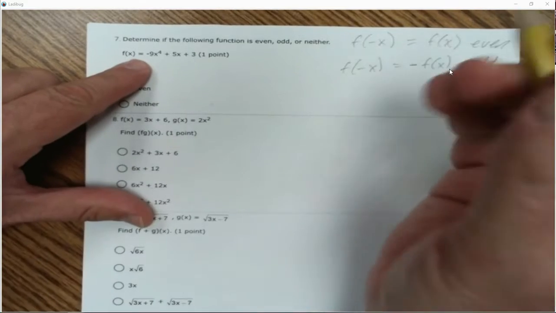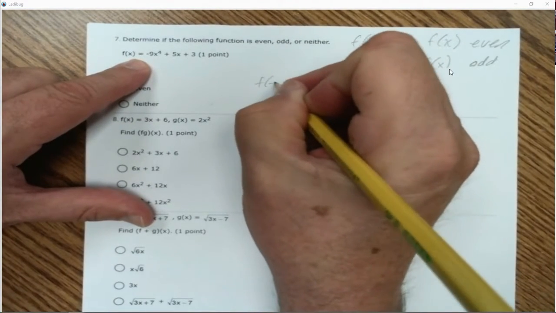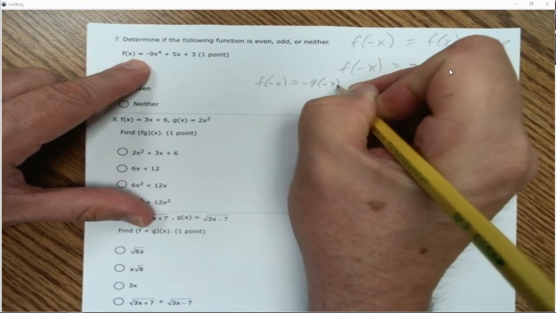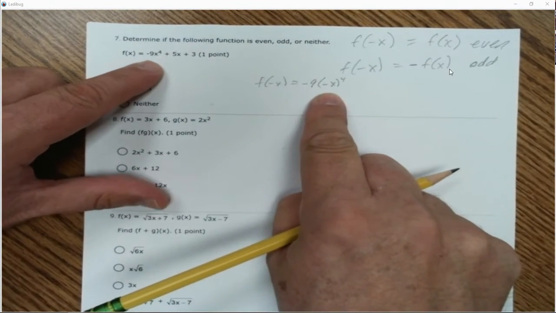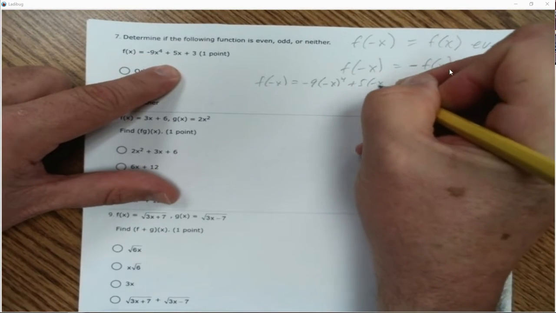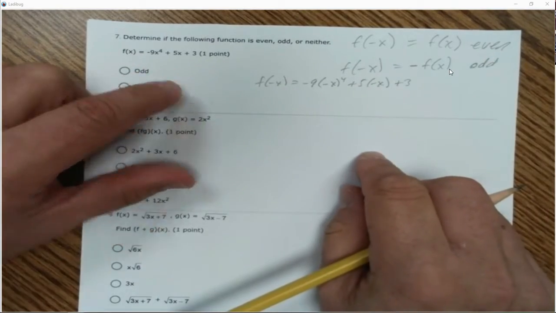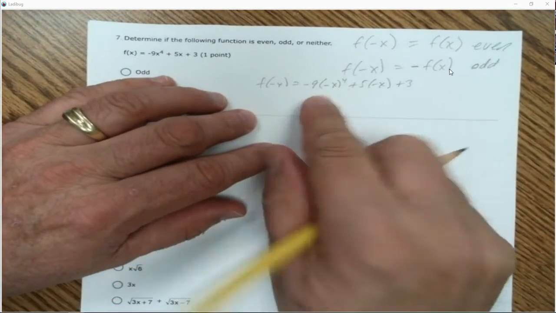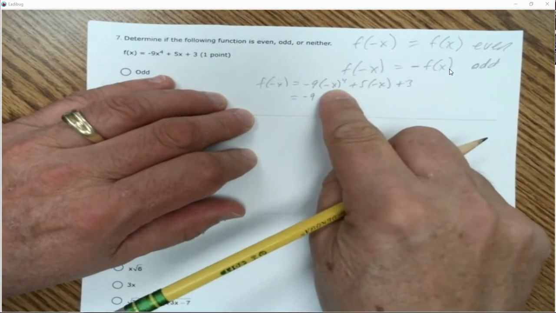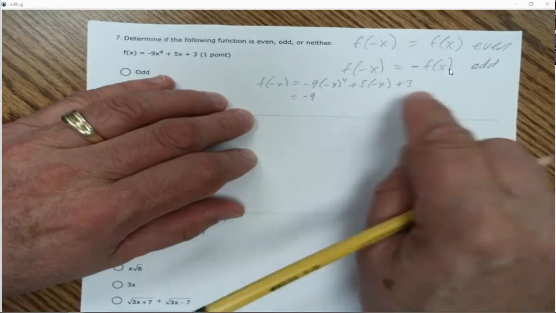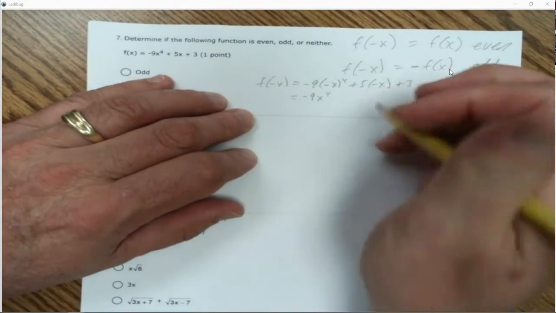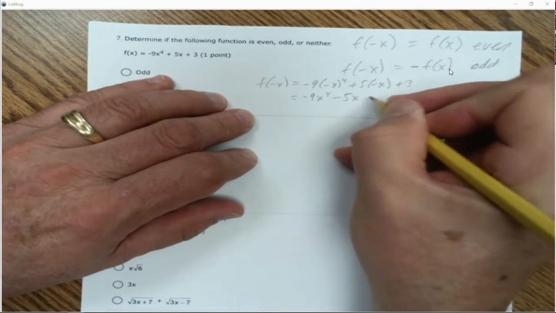So we're going to substitute negative x in and say negative 9 times negative x to the 4th. Got to put that parentheses because x is becoming negative x. Plus 5 times negative x plus 3. Okay, so let's simplify. Negative 9, negative x to the 4th power. So it'll be negative x times negative x times negative x times negative x. Well, if we do it 4 times, it's going to be a positive x to the 4th. 5 times negative x is minus 5x. And then we have the plus 3.